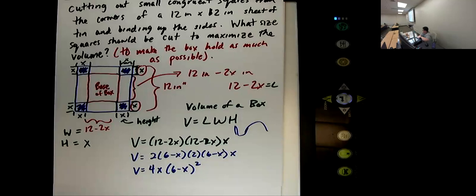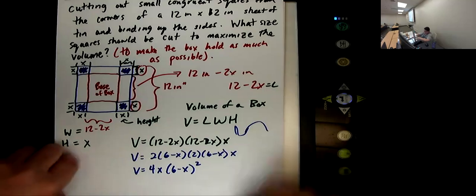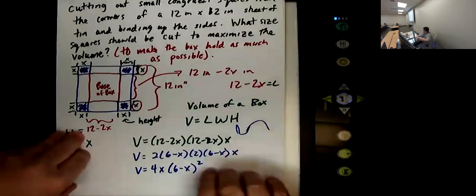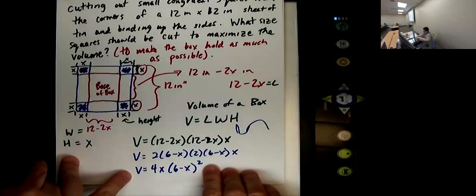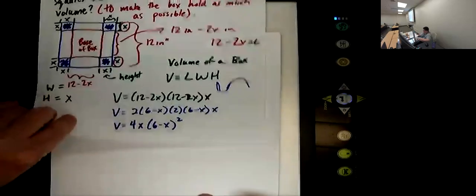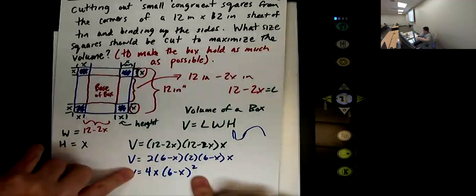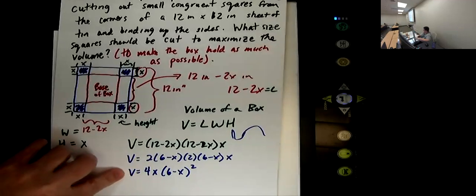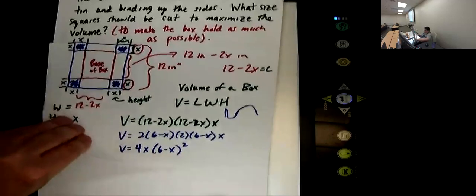We said it was set what equal to 0? The volume equation? No, we set the derivative equal to 0. If we set the volume equal to 0, we'll just find where the volume equals 0, and that's exactly what we don't want.